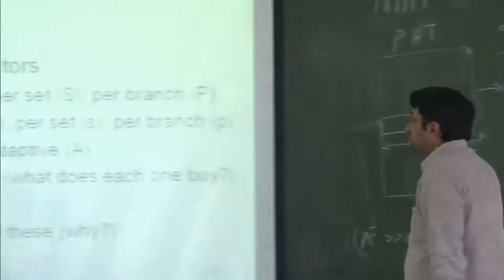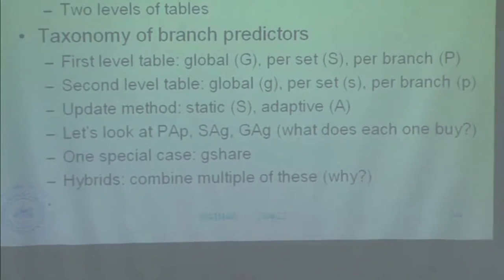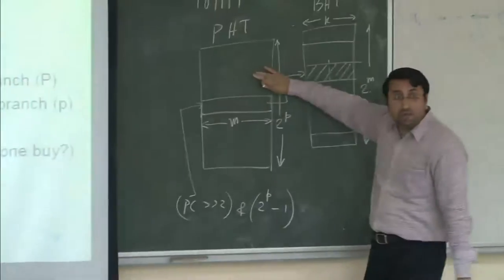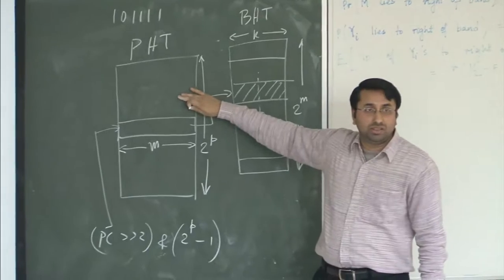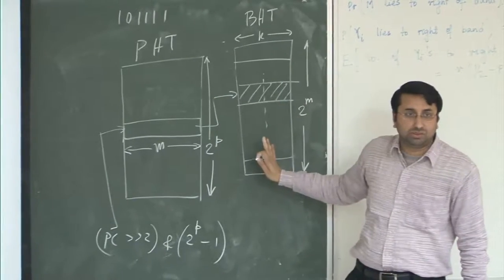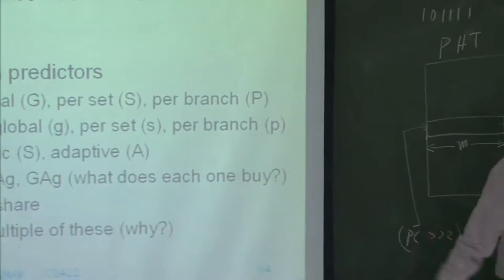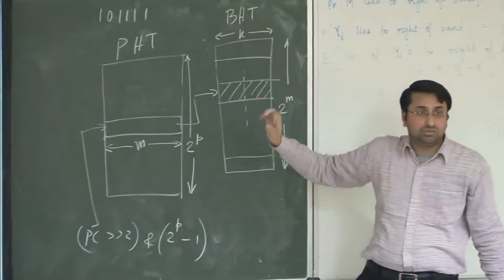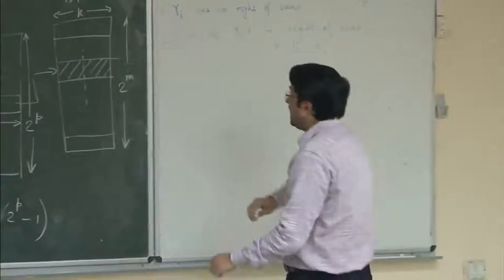Then you can have a per set branch history table, where a set of histories will map to a table. So I'll have a table for a set of histories, which means I'll have multiple second level tables. And the third one says you can have a per branch table, so that for each entry I'll have a branch history table. For that branch, it will have all the histories accumulated in that table's counters.